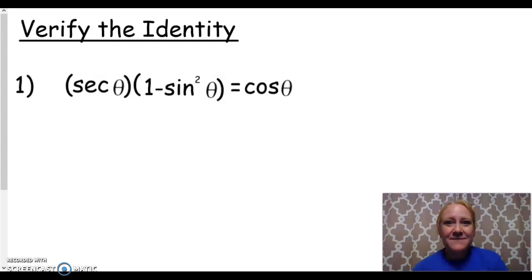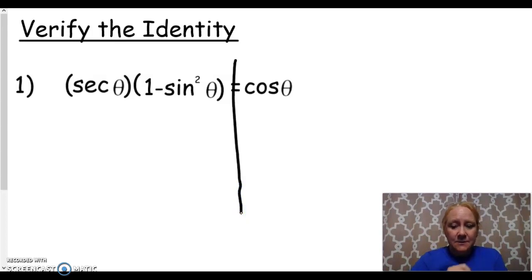So today we're going to verify some trig identities. Basically, one side is a whole bunch of stuff, and we just have to get it to equal one simple thing. In this one right here, we've got secant theta times (1 minus sine squared theta) equals cosine theta. So I have to get the left side to equal the right.